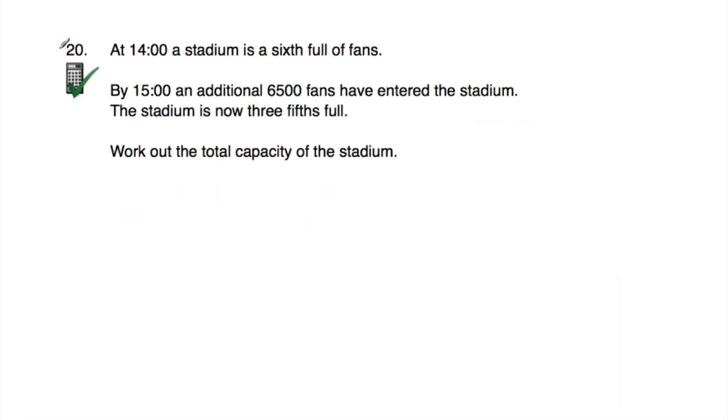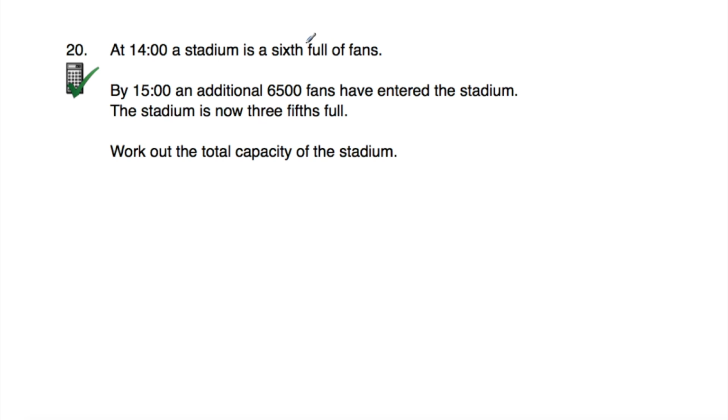Okay, let's have a look at our next question, question number 20. So question number 20 says, at 2 p.m. a stadium is a sixth full of fans. So it's a sixth full of fans. So it means it's a sixth full and 5/6 not full. By 3 p.m. an additional 6,500 fans have entered the stadium, and the stadium is now 3/5 full. And the question says, work out the total capacity of the stadium.